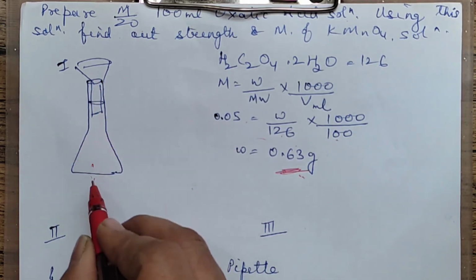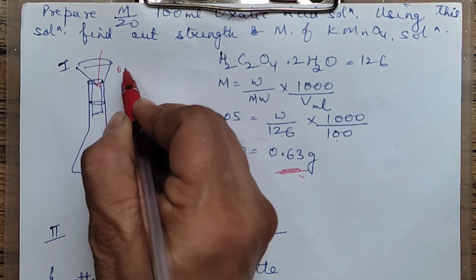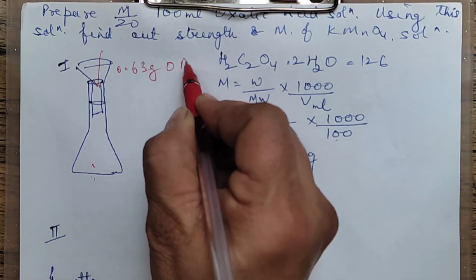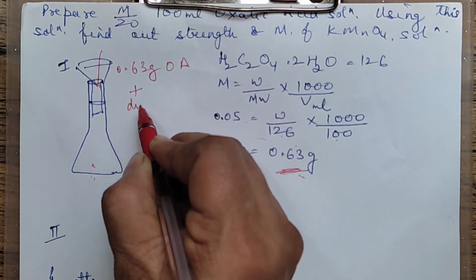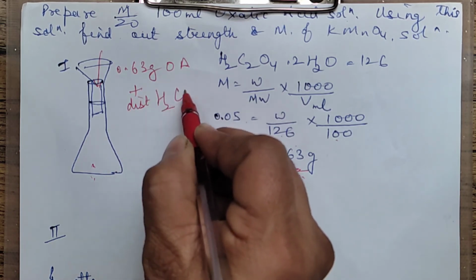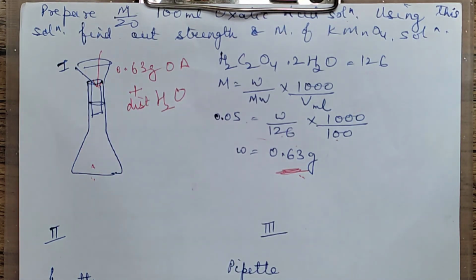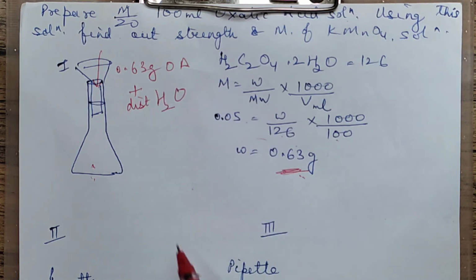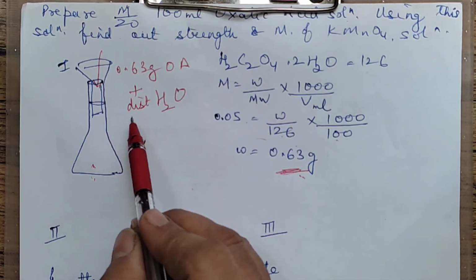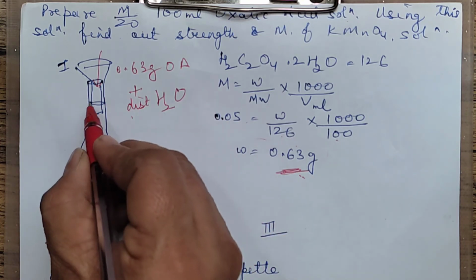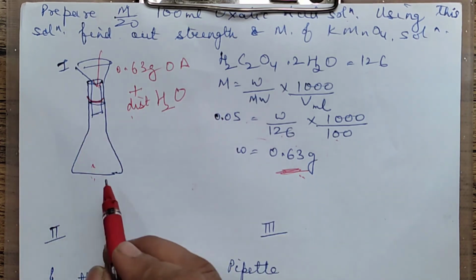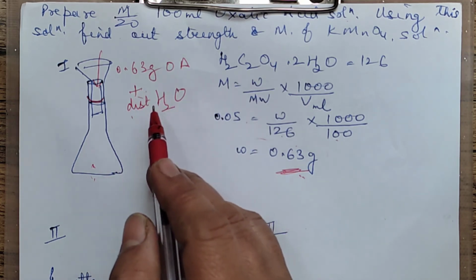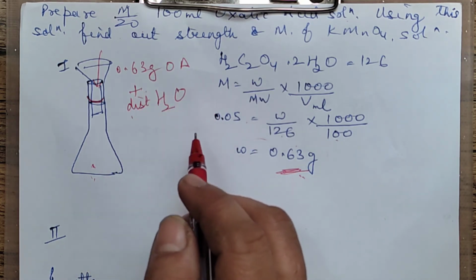You'll put a funnel over the standard flask. Put in this 0.63 grams of oxalic acid and add distilled water. No addition of sulfuric acid. In Mohr salt, we were adding half test tube sulfuric acid also to prevent the hydrolysis of ferrous. Here we do not add because this will not undergo hydrolysis. So only 0.63 grams of oxalic acid plus distilled water. Fill it up till here. The lower meniscus should be touching the line. This is the first difference between Mohr salt and oxalic acid titration with KMnO4.